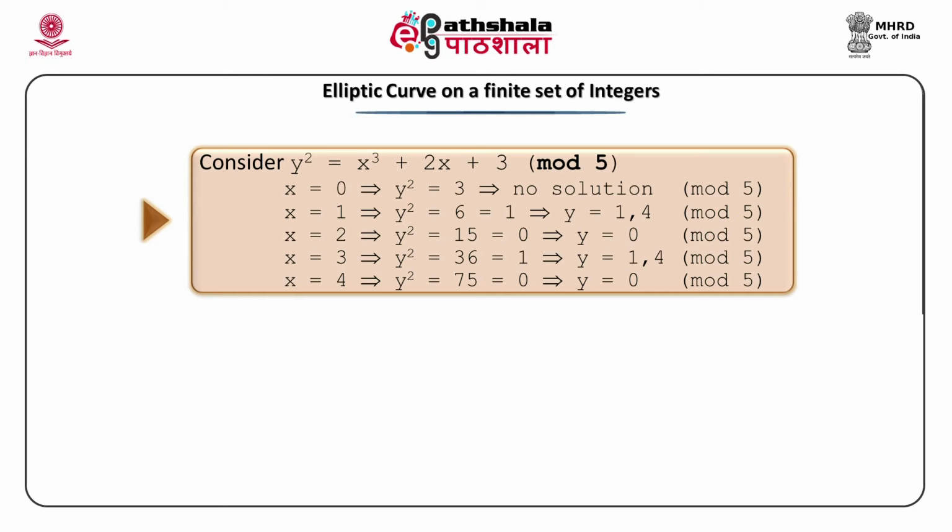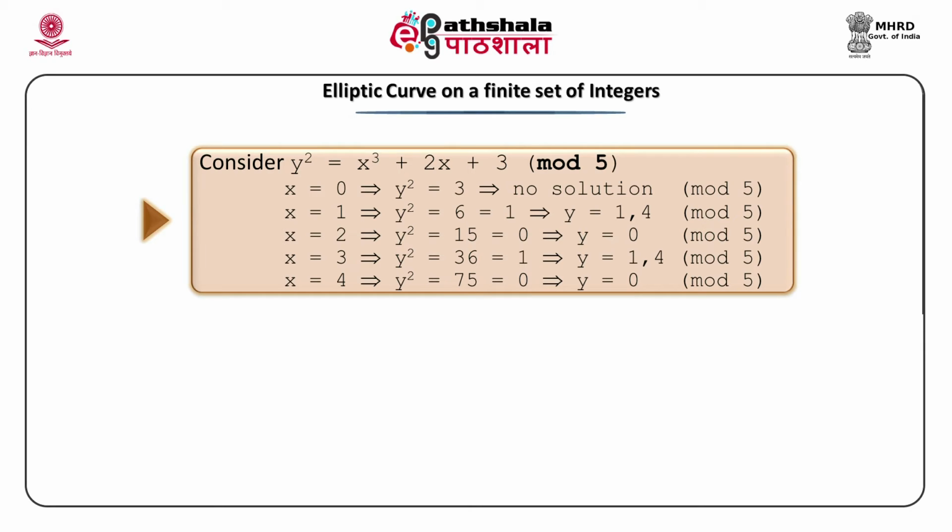If we put x to be 0 in the previous equation, y square is equal to 3, and there is no solution to this problem. So, x is not a point on the curve. If you take x is equal to 1 and compute y square, it comes out to be 6. 6 mod 5 is 1, that is why y can be 1 or y can be 4, because 4 square is 16 and 16 mod 5 is also 1. So, y can be 1 or 4.